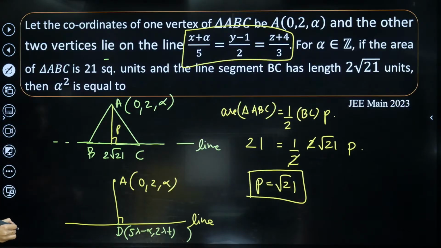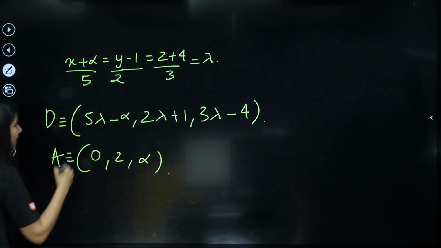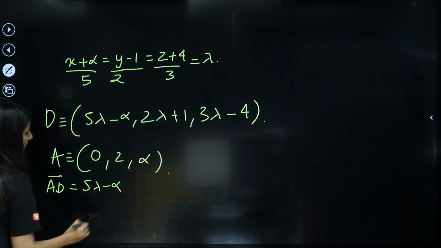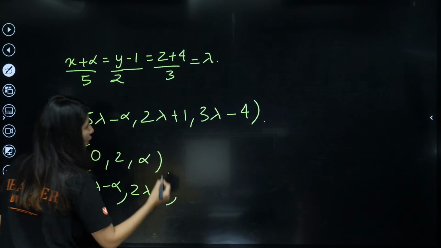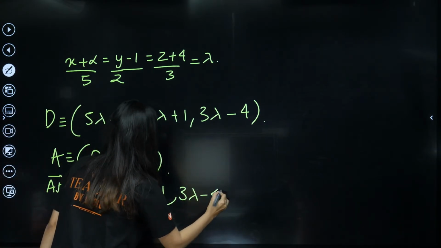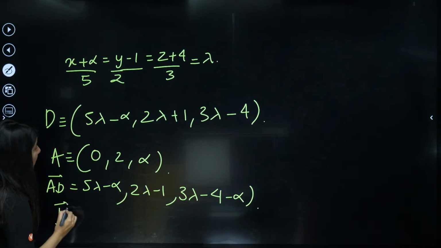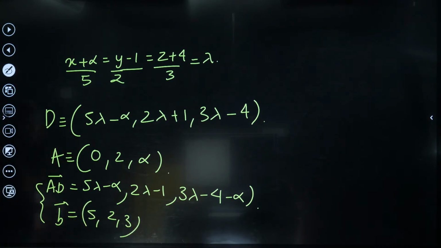Okay, right? And we have A's coordinates, so form AD vector. A is 0, 2, alpha. AD vector would be 5 lambda minus alpha, comma, this minus this, 2 lambda minus 1, comma, 3 lambda minus 4 minus alpha, right? This is your AD vector. Now what is your b vector? b vector is 5, 2, 3. These two are perpendicular.